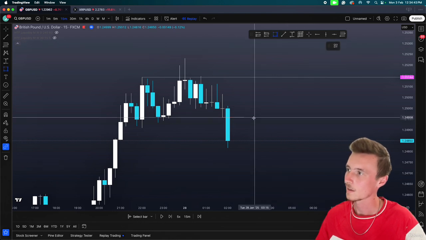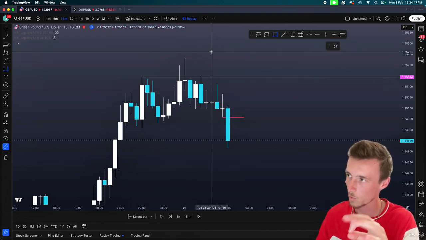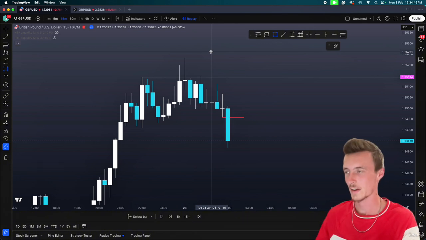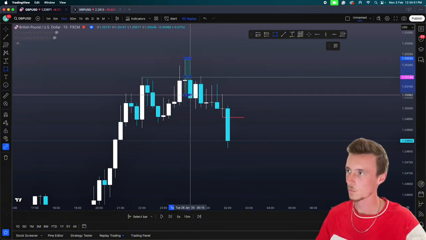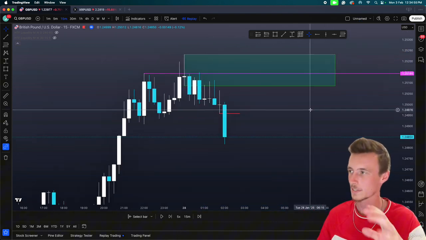Even if my break of structure is all the way over here, I'm still looking at the highest point of that liquidity sweep or the fair value gap entry to be placing my order block on. So I'd be placing it on this candle right here. That is where my order block is set.